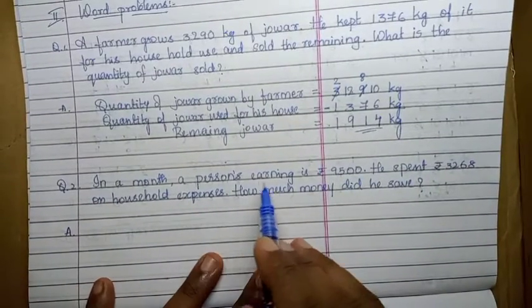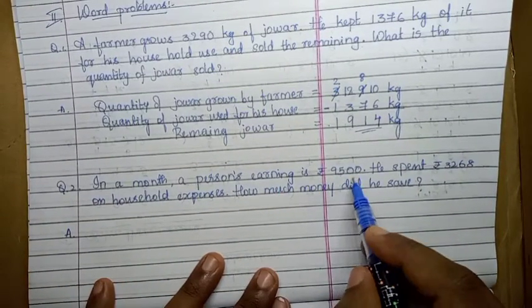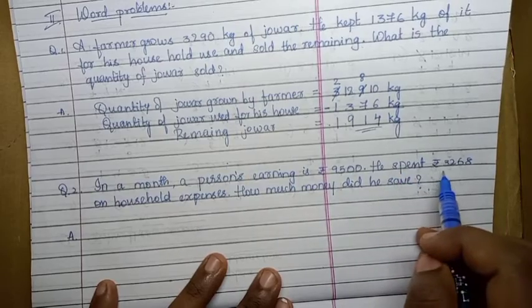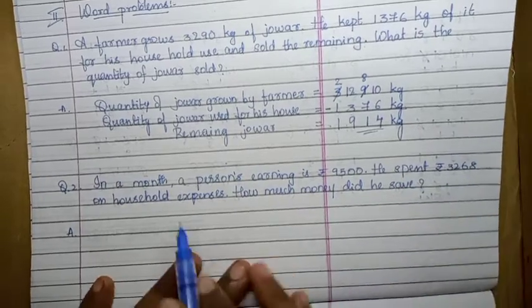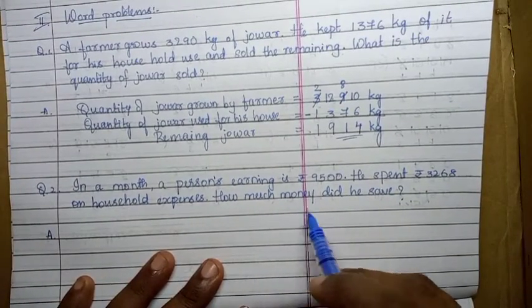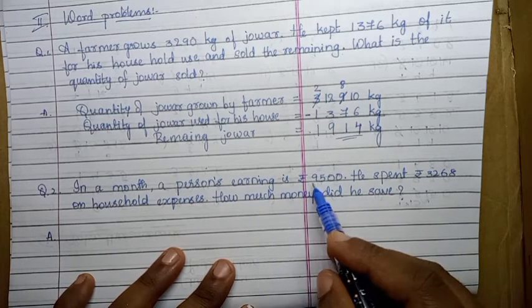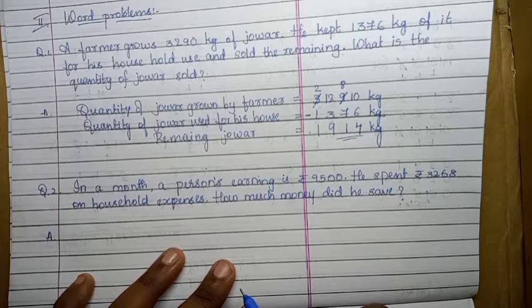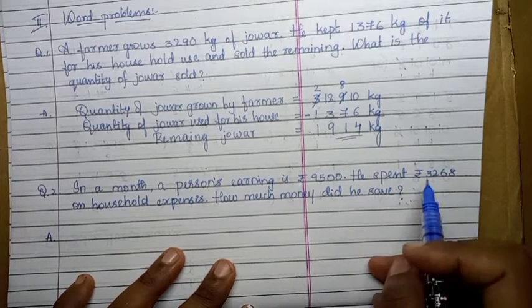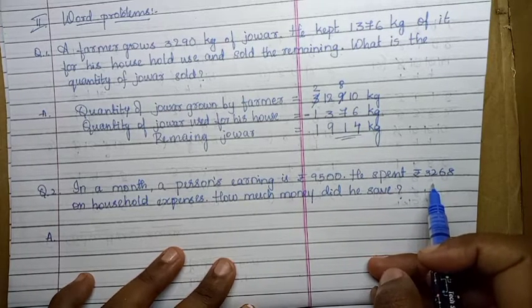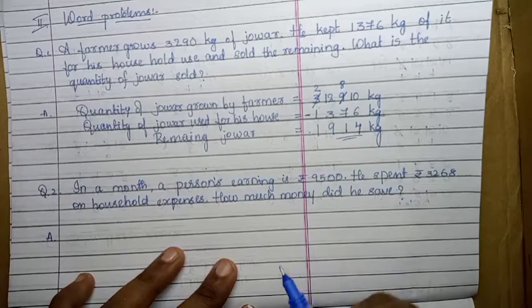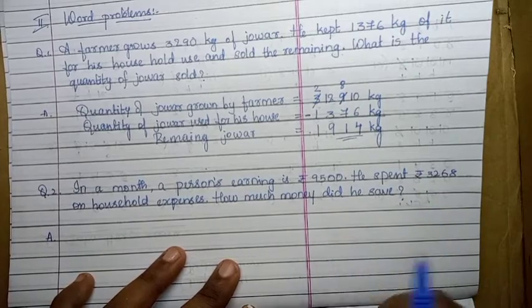In a month, a person's earning is rupees 9500. He spent rupees 3268 on household expenses. How much money did he save? So, in 1 month, a person earns rupees 9500. How much he is spending? He is spending rupees 3268. So, how much is remaining is what they are asking.